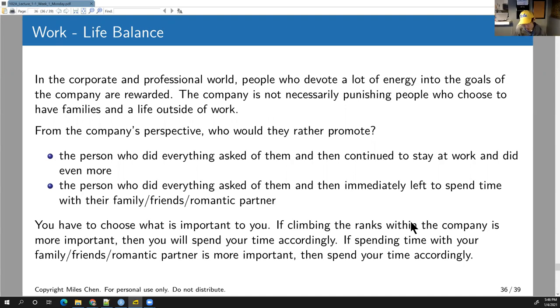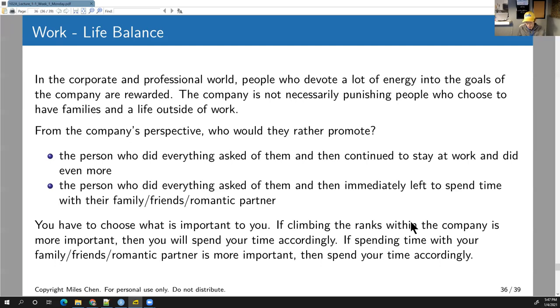And what's going to happen is these people just get promoted. It's not that the company is necessarily punishing people who have families and a life outside of work, but if you're the company, who would you rather promote, right? You've got two people. One performs everything you've asked of them, and then they continue to stay and work and do even more. The other person does everything asked of them, but after they finish all their jobs, they go home to their friends and family and all of that stuff. The person who's going to get promoted is the one who continues spending all the time at work, right? Because they're putting in a lot more energy. And so that's just what's going to happen.